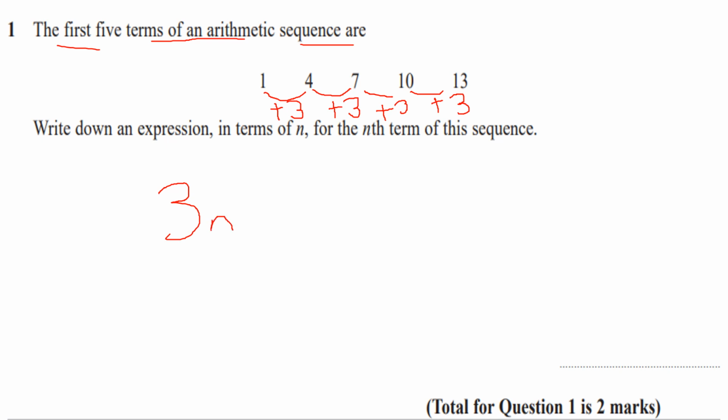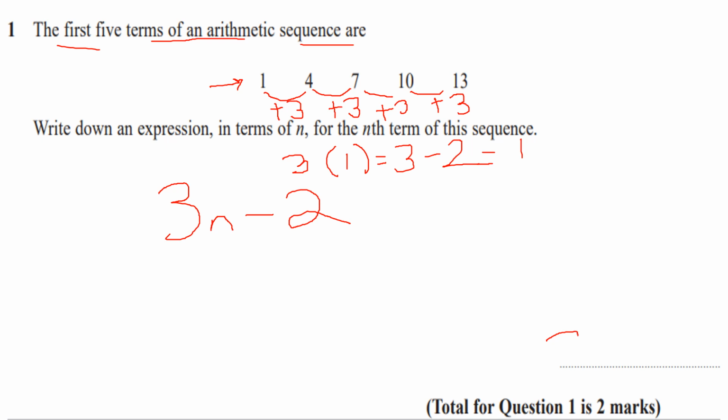Now I'm going to work out the first term and work out the difference. When n is equal to 1, I'm going to have 3 lots of 1, which is just 3, but I want the number 1 as my first term, so I'm going to subtract 2 to get 1. So I'm going to minus 2 to go from the 3 times table to this times table, which follows the 3 times table, but minus 2.